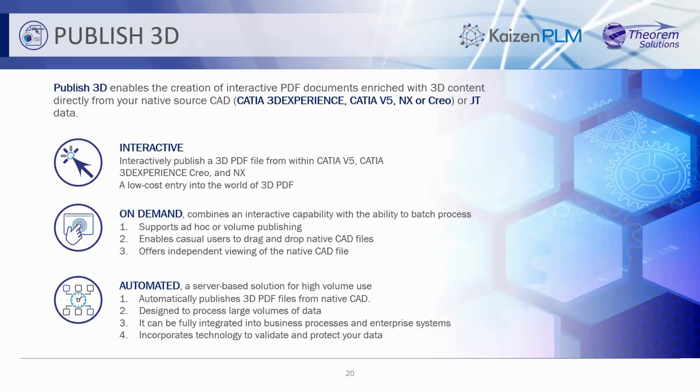The final one to mention, and again, I'll point out that Kaizen can sell all three of these versions of license, is Automated. Automated is a server-based solution, and really it's for your higher volume needs. If you are looking for an enterprise system to do all of your document management and creation, Automated is what you will need. It really is a method of integrating 3D PDF into a business process. So many companies are looking at and implementing 3D PDF that Automated has become very popular.